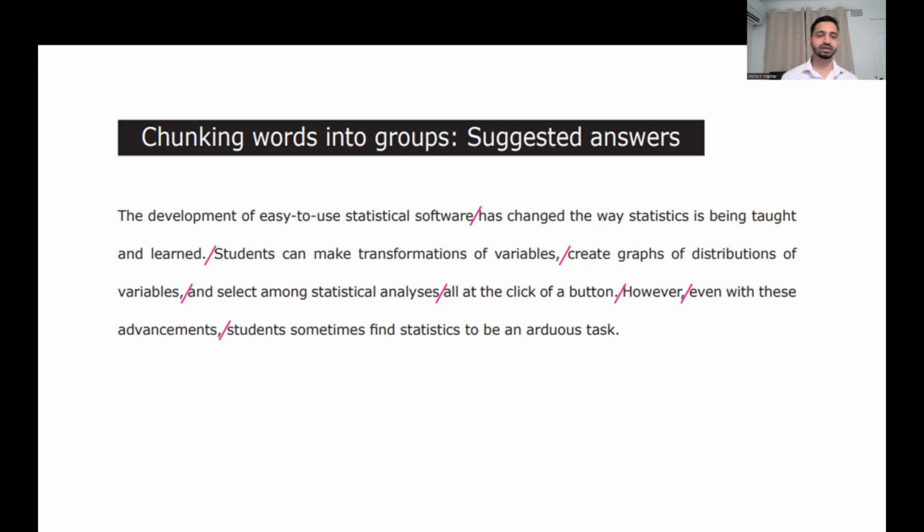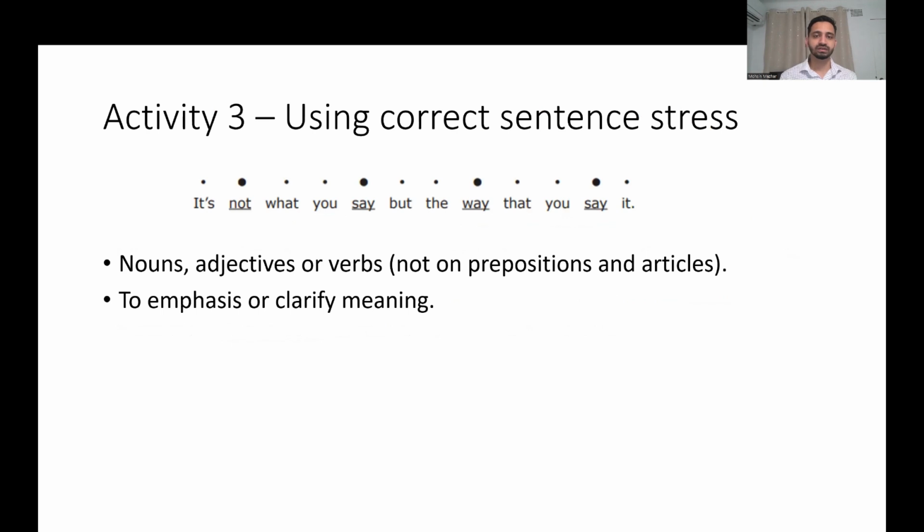Okay, so let's read it out. The development of easy-to-use statistical software has changed the way statistics is being taught and learned. Students can make transformations of variables, create graphs of distributions of variables, and select among statistical analyses, all at a click of a button. However, even with these advancements, students sometimes find statistics to be an arduous task. It's much more meaningful if I say it that way. That's the message here.